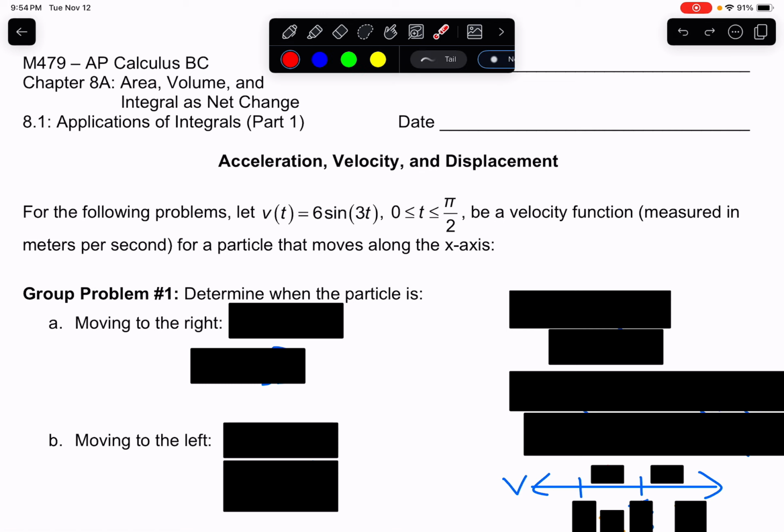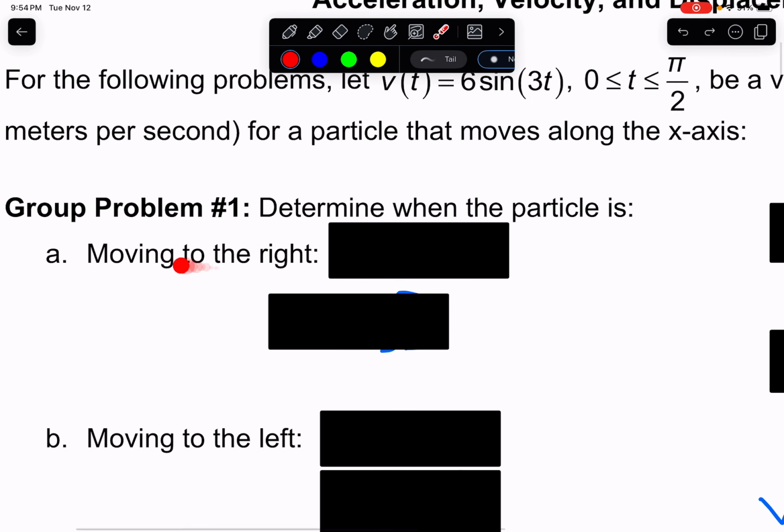So in all of these problems, v of t is going to be 6 sine of 3t. We're going from 0 to pi over 2 inclusive. That's our velocity function. We have units here, meters per second, for some particle moving along the x-axis. So group problem 1 says, determine when the particle is moving to the right.